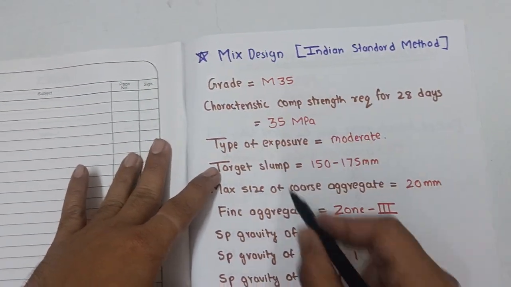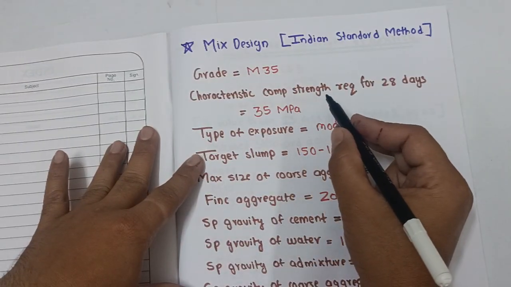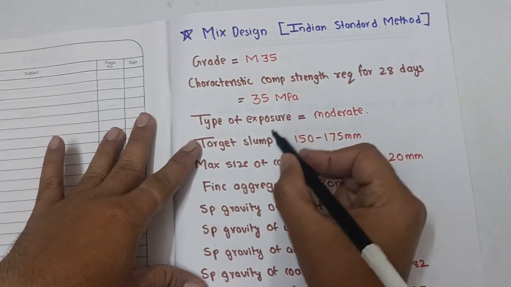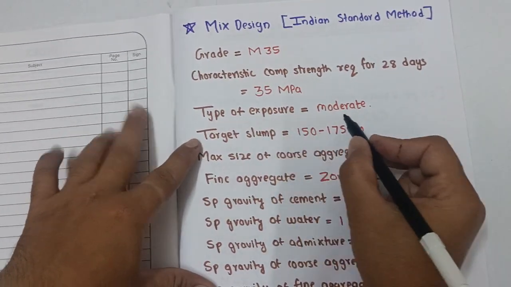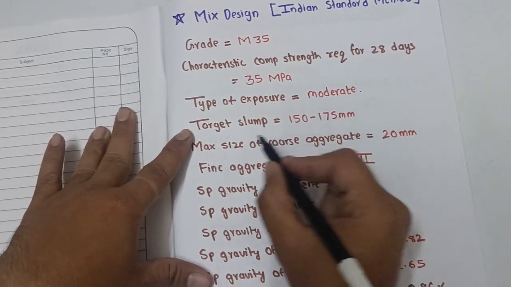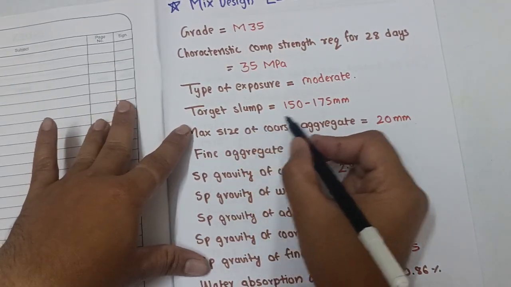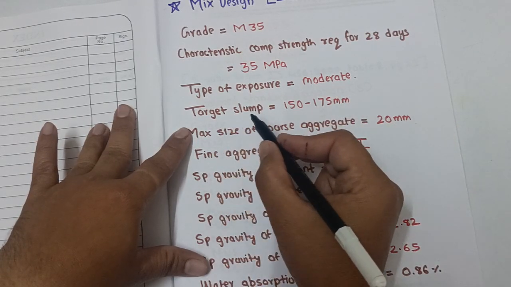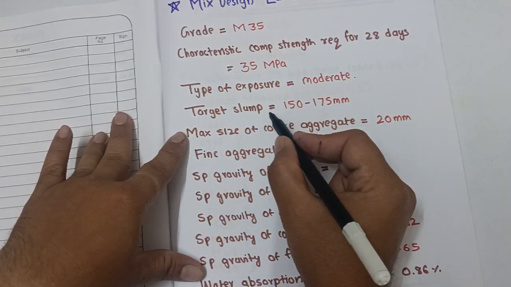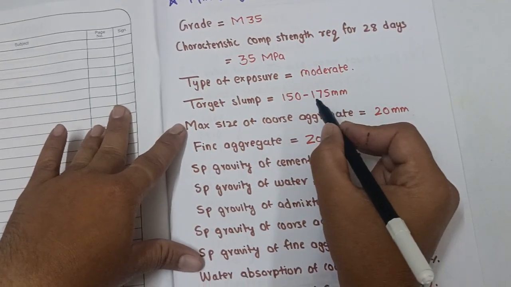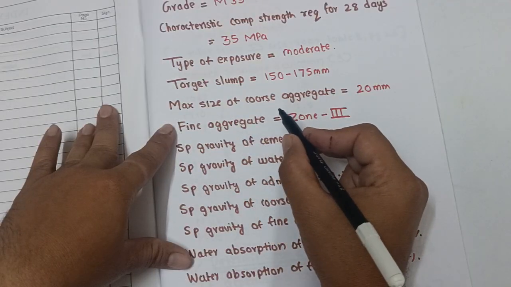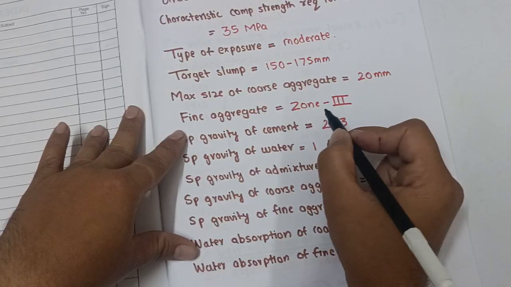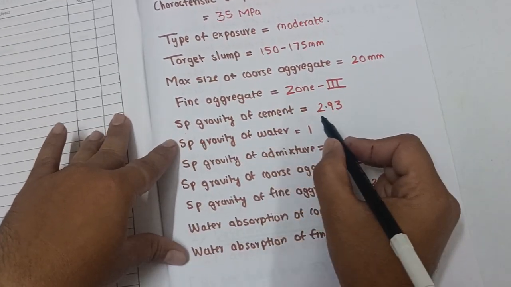Grade is M35. Characteristic compressive strength required for 28 days is 35 MPa. MPa means Newton per mm square. Then type of exposure is moderate conditions. Target slump is 150 to 175 mm. As we know, we perform a slump test for knowing the workability of concrete. So here target slump is given 150 to 175 mm. Maximum size of coarse aggregates is equal to 20 mm. Fine aggregates is zone 3. We'll discuss about this. Specific gravity of cement is 2.93.